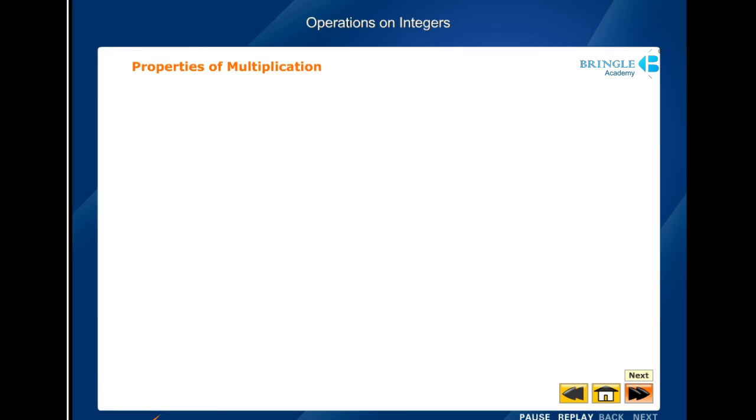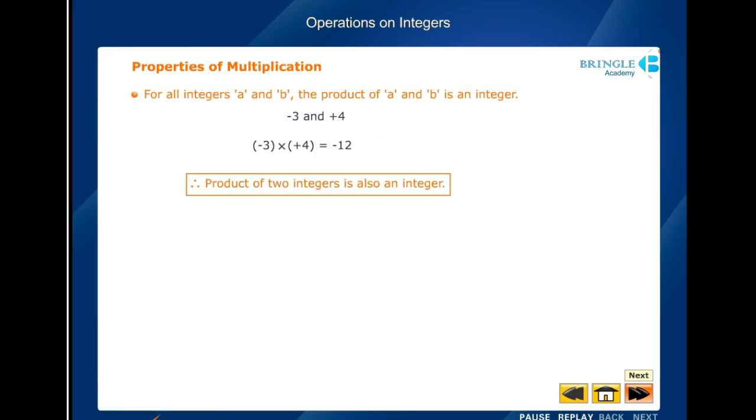Properties of multiplication. For all integers a and b, the product of a and b is an integer. Let us consider the product of two integers minus 3 and plus 4. The product of minus 3 and plus 4 is equal to minus 12. Minus 12 is an integer. Therefore, the product of two integers is also an integer. That is, a into b is an integer for all integers a and b.